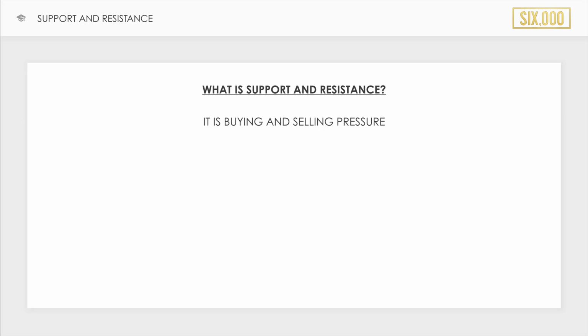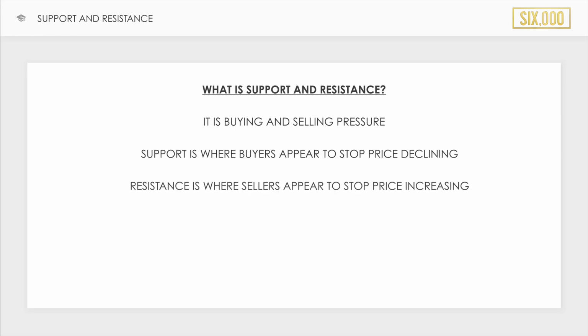And it is simply buying and selling pressure. Support, now we were talking about support trend lines. Support is where buyers appear to stop price declining. So of course the sellers are in control, they push price lower towards the support trend line, or the level of support, where buyers appear and they stop price declining. Therefore, we experience a reversal. So this is where we get our test of the trend line.